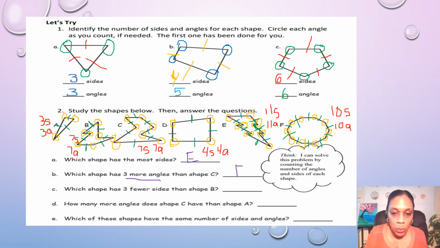Let's look at the next one. The next one states, which shape has 3 fewer sides than shape B? Well, if shape B has 7 sides, and I'm looking for something that is fewer, that means it's going to be a smaller number. So if I have 7 for B and I want to go 3 fewer, that would be 7 minus 3, which will give me 4. So my answer will be D.